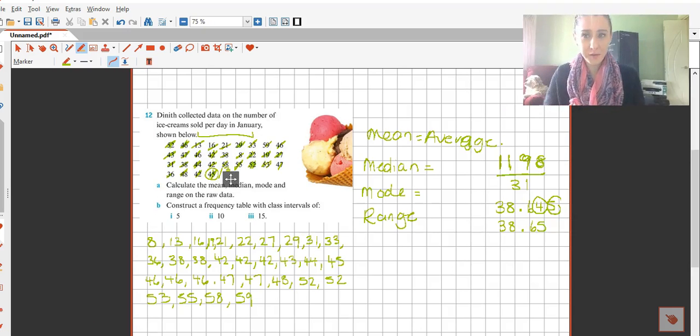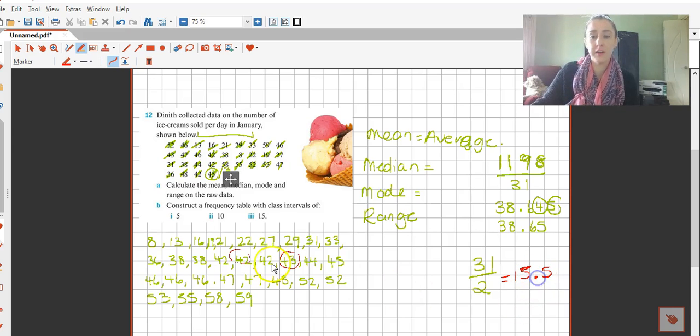Okay, so it's a bit of a process, but I've gone through and I've ordered all of my data, and I've counted back to make sure that I've got the same number here as I do here. Because I know that I've got 31 pieces of data, my median is going to be in the middle. So I need to divide this by 2. 31 divided by 2 gives me 15.5.